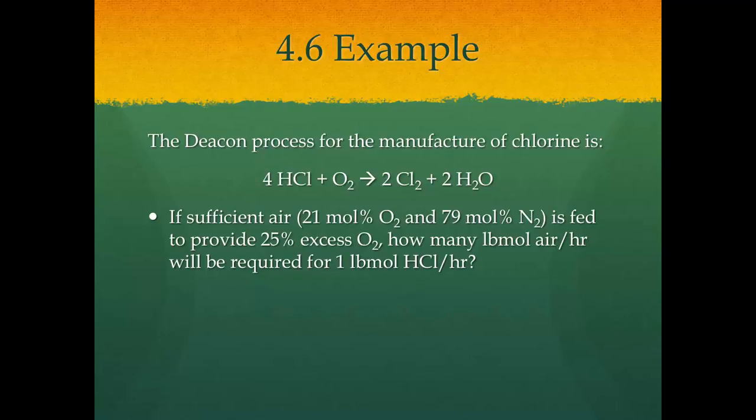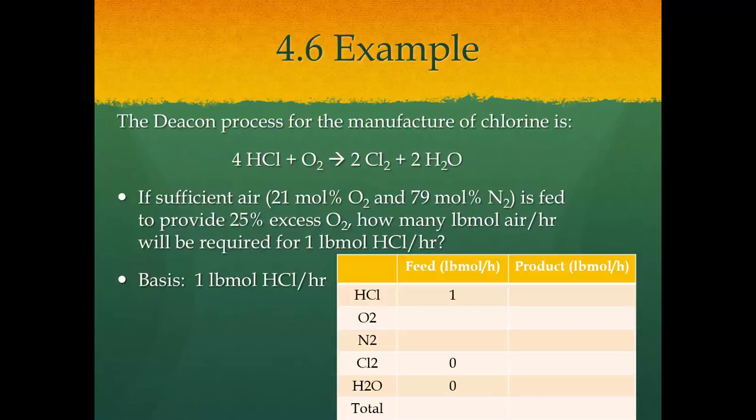We want to provide air, not just oxygen, but air, which is 21% oxygen and 79% nitrogen. And we want to feed it so that we have 25% excess oxygen. If I have 1 pound mole of HCl per hour fed, my first question is, how many pound moles of air per hour will be required? So I'm going to set that up as my basis.